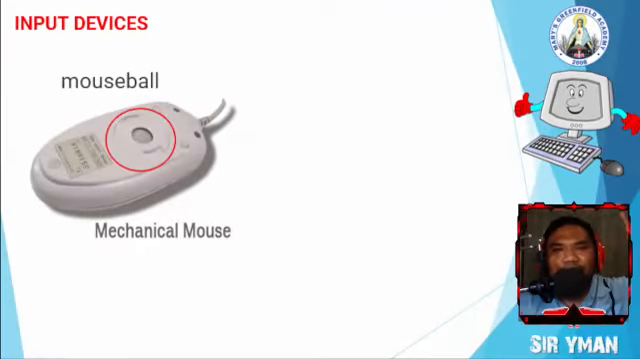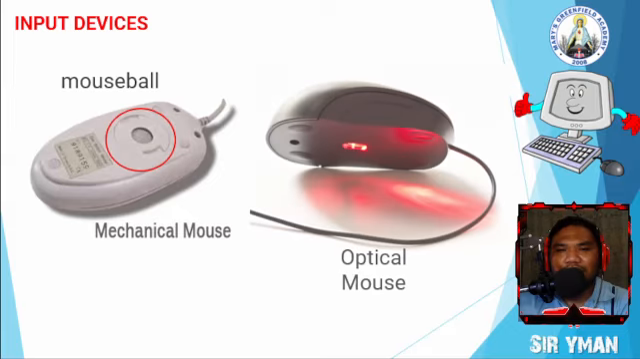Okay, so may mouse kayo ngayon, di ba? Ano yung nasa ilalim? May ilaw. Right? Color red usually yung ilaw, ano? Opo. So yung tawag dyan is optical mouse. Okay? Optical mouse ang tawag ngayon sa mga mouse na labas ngayon, ano? Yung mga latest sa labas.